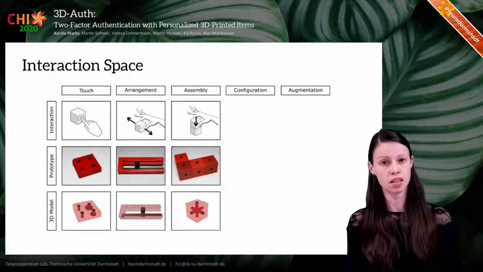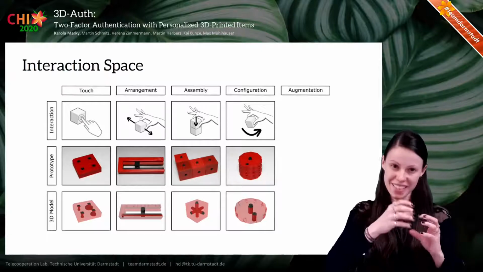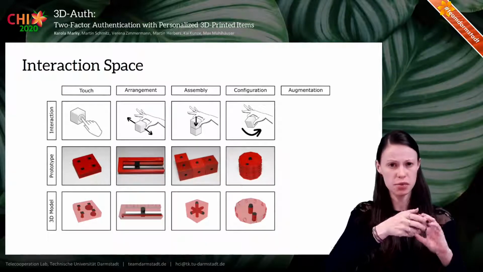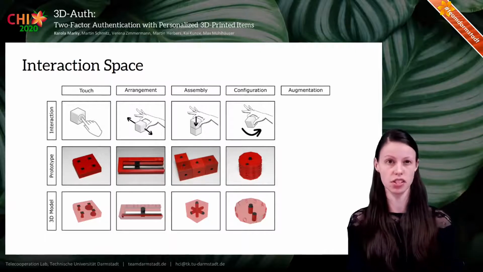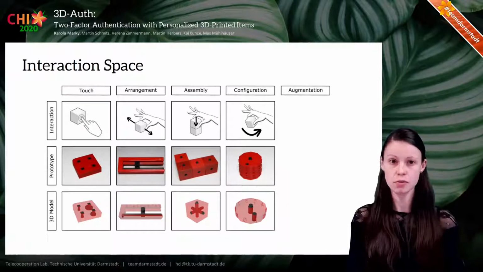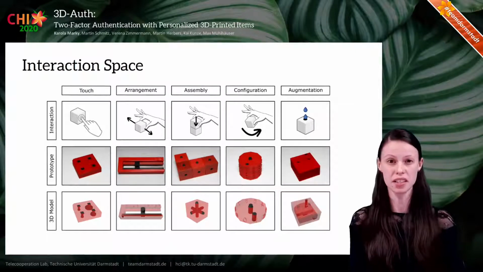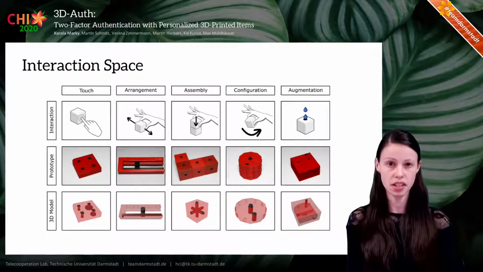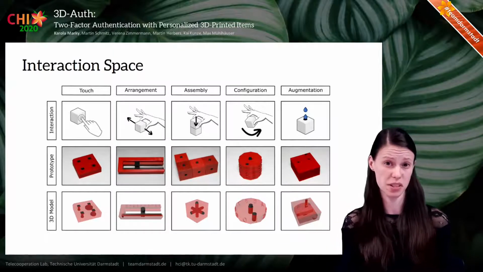For configuration, that means that we change the configuration basically of the item by turning it, rotating it, or pressing parts of it. We built a combination lock that you have just seen earlier. And finally, we consider the category of augmentation, where we will add water or air to change the item's configuration. And here we built a little water tank in which you can add different amounts of water with a syringe.